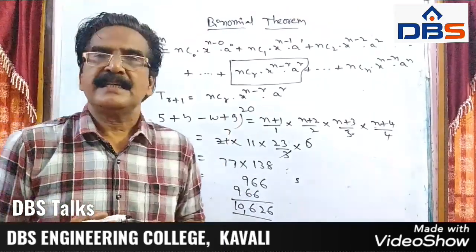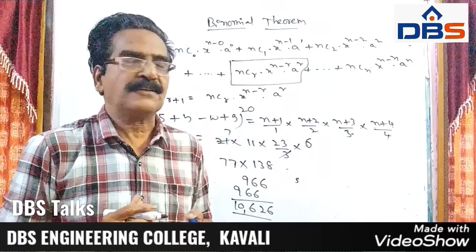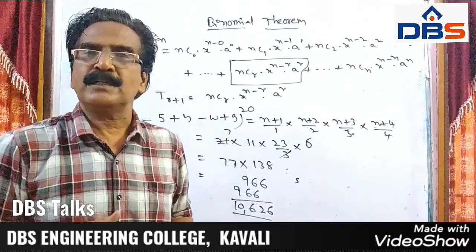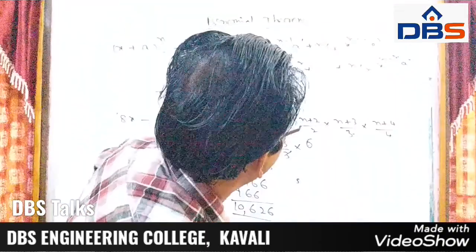So in this way you can find the number of terms in an expansion if the number of terms is more than 2. Okay friends, clear friends?